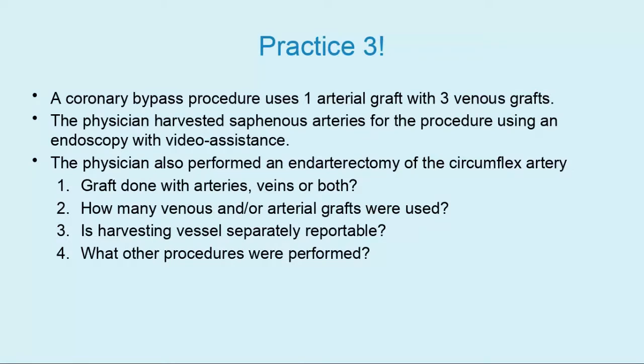So here's another practice, a final practice. This time we're going to use all of the questions. Coronary bypass procedure uses one arterial graft, 3 venous grafts. The physician harvested saphenous veins for the procedure using an endoscopy with video assistance. The physician also performed an endarterectomy of the circumflex artery. So here are the questions. Arteries, veins, or both? How many of each? Is harvesting separately reported? What other procedures?